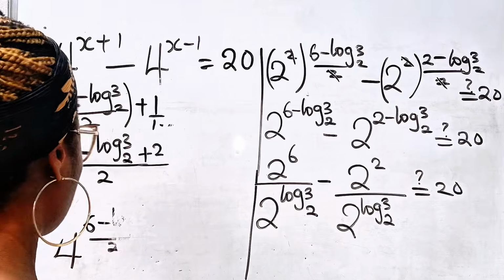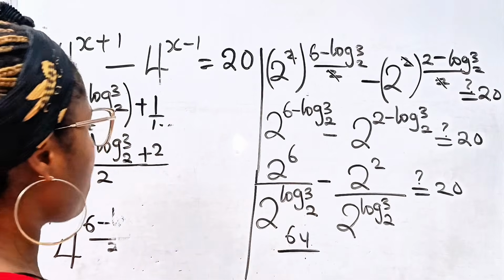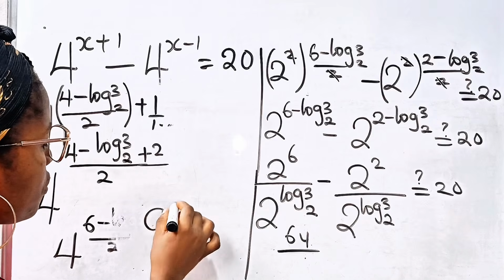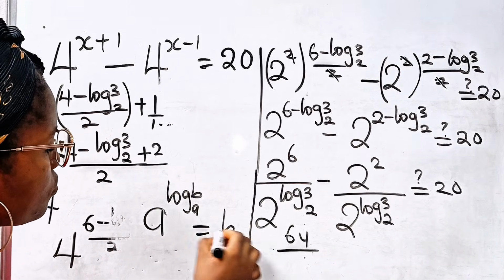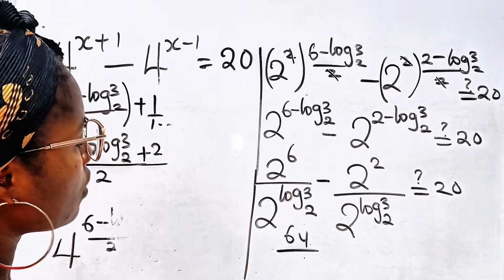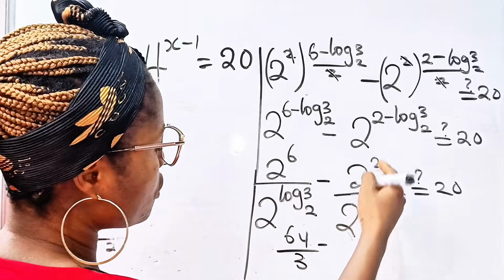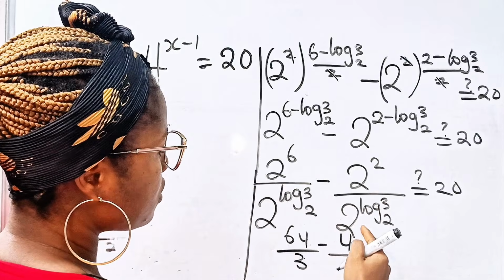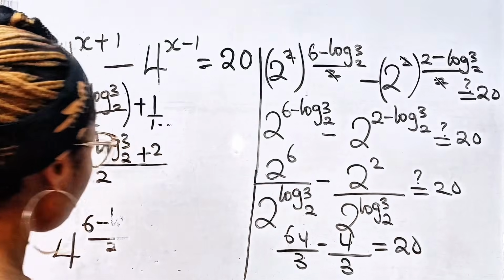2 to the power of 6 is 64. Now 2 to the power of log 3 base 2. Recall that a to the power of log b base a is equal to b. This and this will go. You are left with just this. Therefore, this denominator becomes 3. 2 to the power of 2 is 4. Similarly, this denominator becomes 3 as well. Is equal to 20.